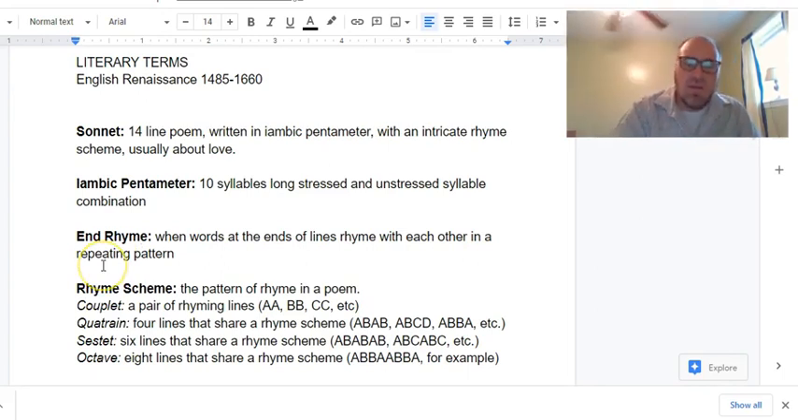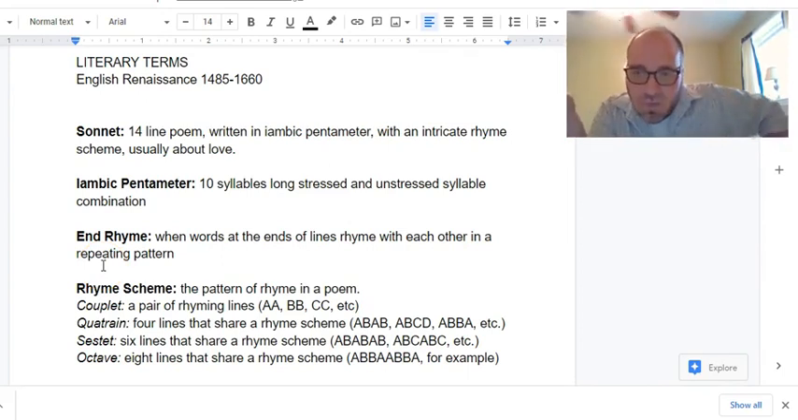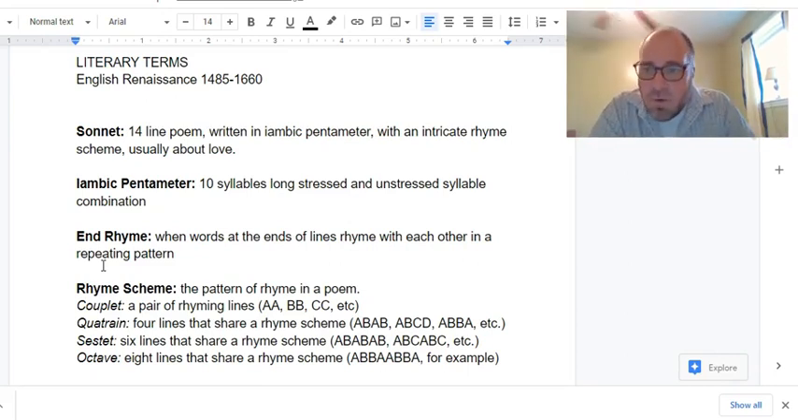All right, end rhyme. End rhyme is when words at the ends of lines rhyme with each other in a repeating pattern. Now, we started out way back in the Anglo-Saxon period when poems didn't use rhyme. They used what's called alliteration, an alliterative verse. They counted the number of alliterations per line instead of using end rhyme. But end rhymes are a traditional way of poetry. We know it's a poem when we open up a Hallmark card and the ends of lines rhyme with each other, or when we read Dr. Seuss and the ends of lines rhyme with each other. However, end rhyme can be enormously variable and enormously complex.